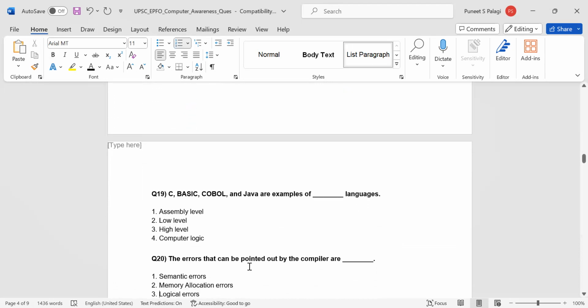The next question, C, Basic, COBOL, and Java are the examples of high-level language. Okay. So all the languages that we use today, C, C++, Java, SQL, Python, R, okay. All the languages that are used today are known as high-level languages, okay. They're very easy for the humans to understand, but very difficult for the machines to understand.